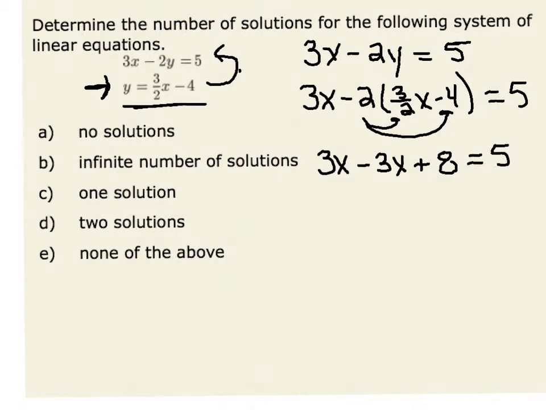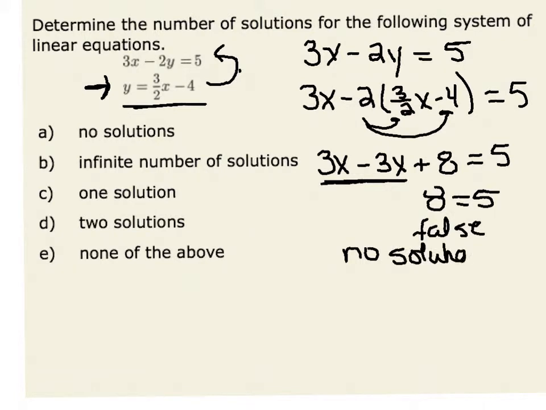I have the equation 3x minus 3x plus 8 is equal to 5. Recognizing that when I combine like terms, 3x take away 3x gives me 0x. So now I have the statement 8 is equal to 5. This is a false statement, telling us that there's no solution to this system of linear equations.